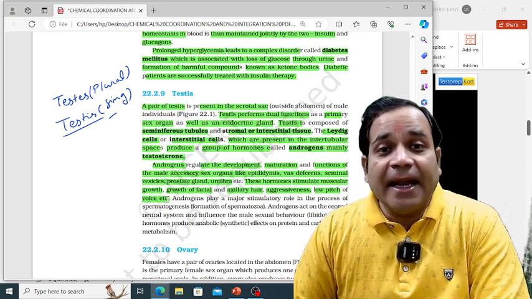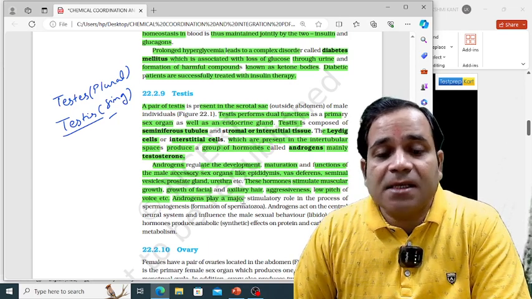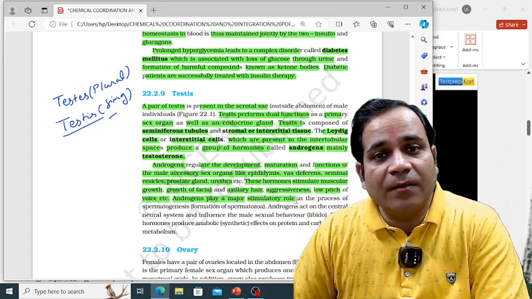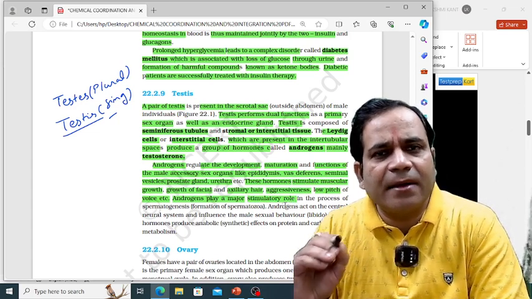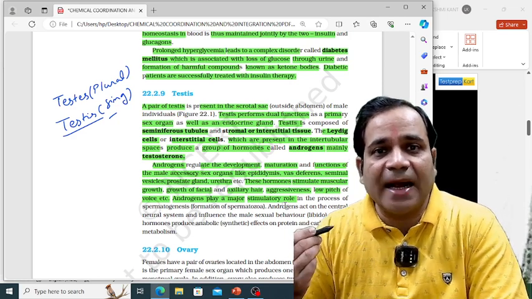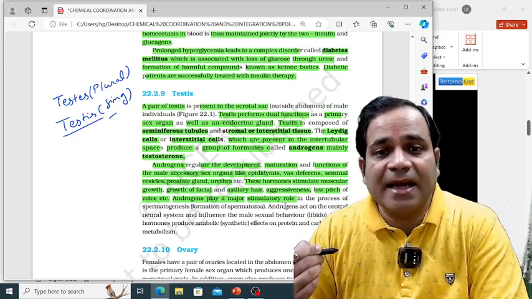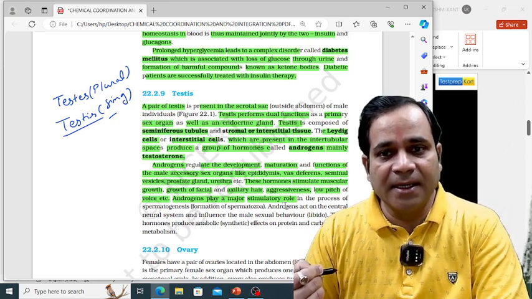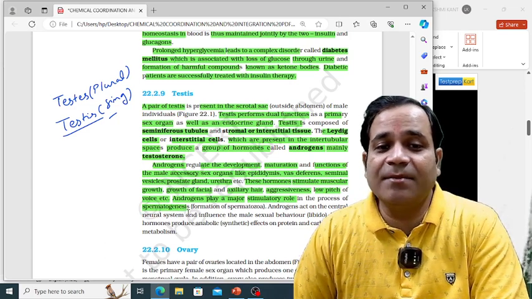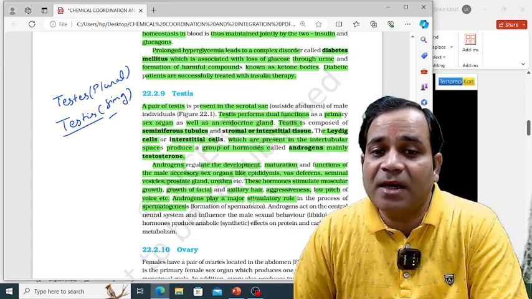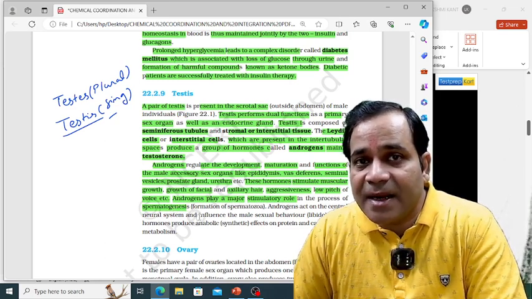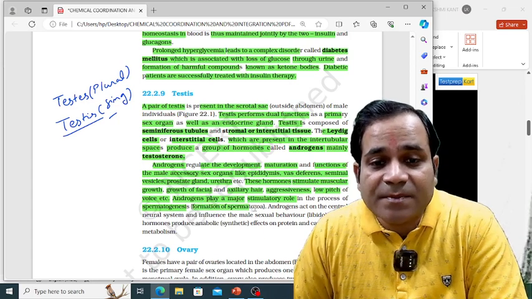So androgen plays a major, stimulatory role. It stimulates the organs so that at that time they become very aggressive. In the process of spermatogenesis, androgen plays a major role, the formation of spermatids and spermatozoa.